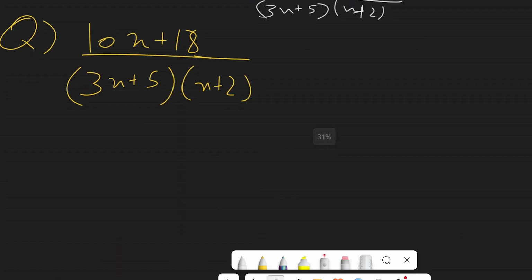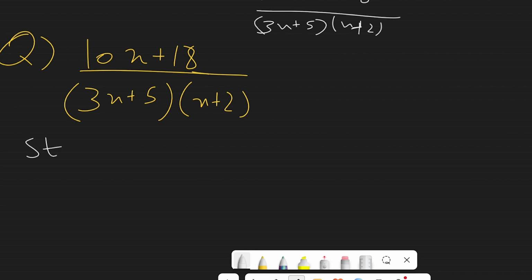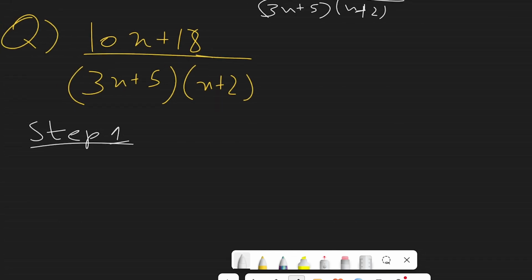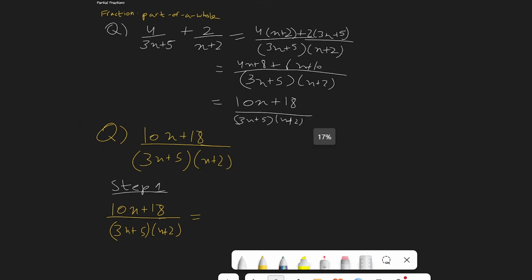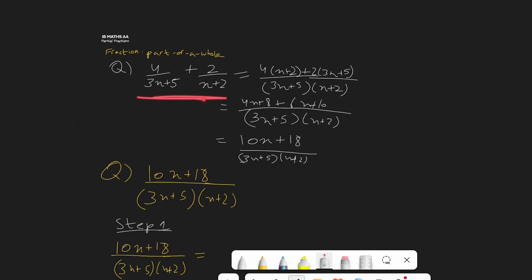Okay, so for step 1, let me write it over here. Step 1 would be that we express it in factored form. We express it as two fractions. What do I mean by it? Let me just write the question again: 10x plus 18 over 3x plus 5, x plus 2. Now step 1 is, what do we do when we have this original form? We multiply out the denominators, right? We multiply the denominators with each other. That gives us 3x plus 5 times x plus 2.